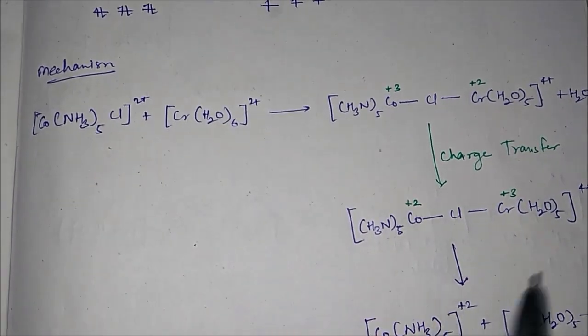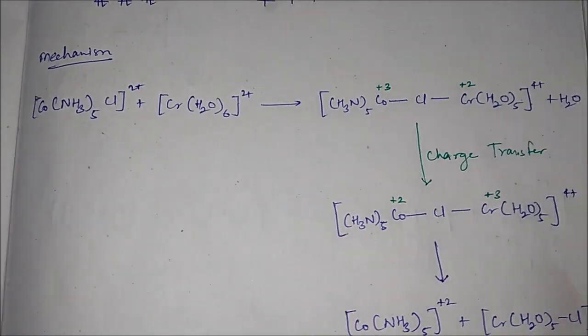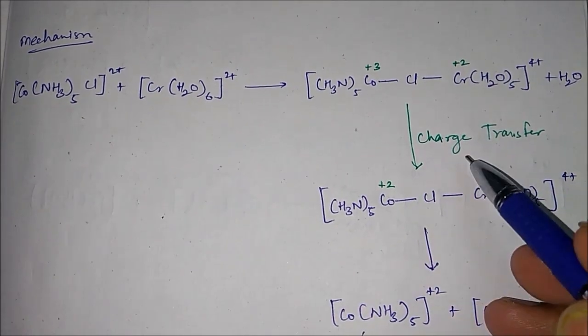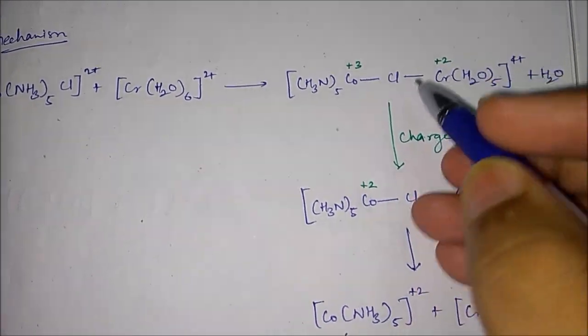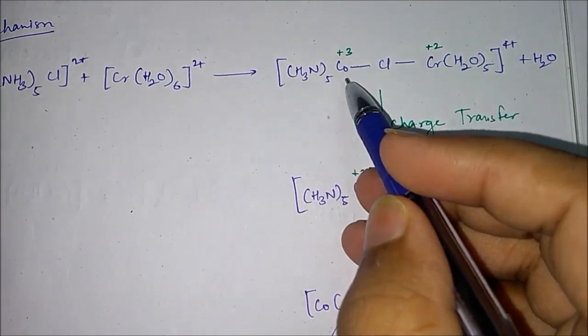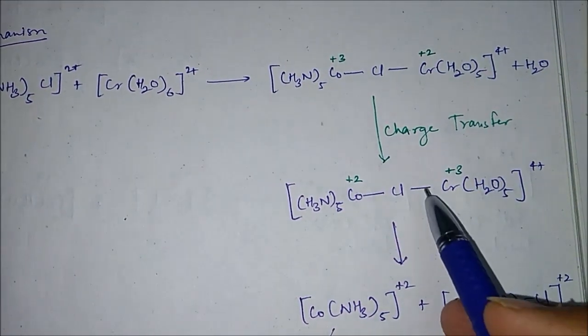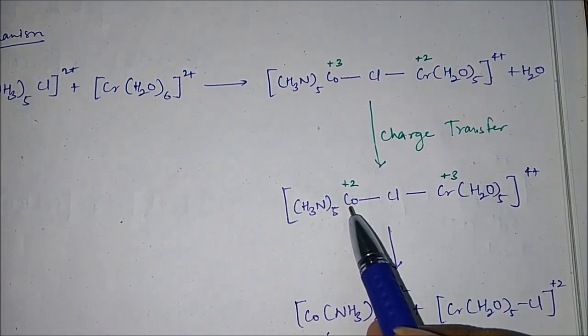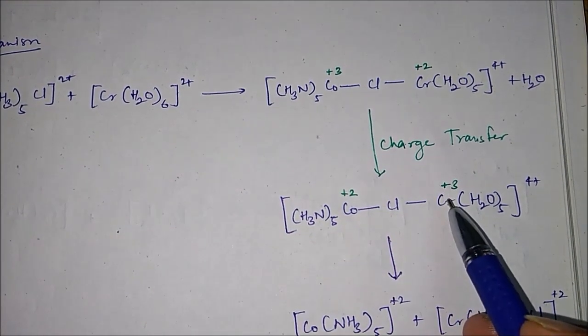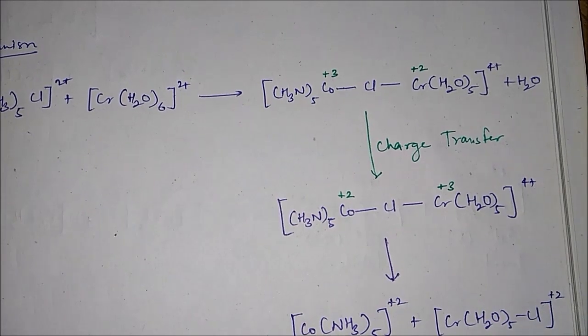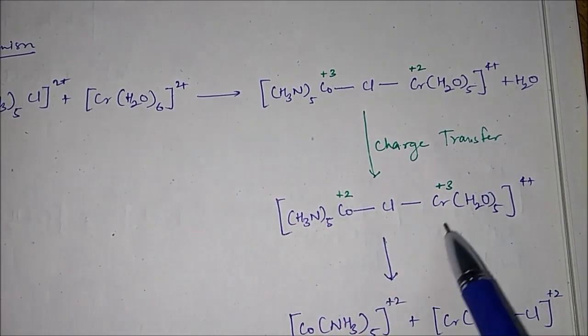The charge transfer will take place. Now when the charge transfer takes place, see what will happen. The charge transfer is taking place inside this sphere only. So what is happening over here? Chromium is giving one electron to cobalt, so that's why cobalt is now changed into +2 oxidation state, whereas chromium is now changed to +3 oxidation state. Rest of the things are the same. Now what will happen after this? After this the bond will break.